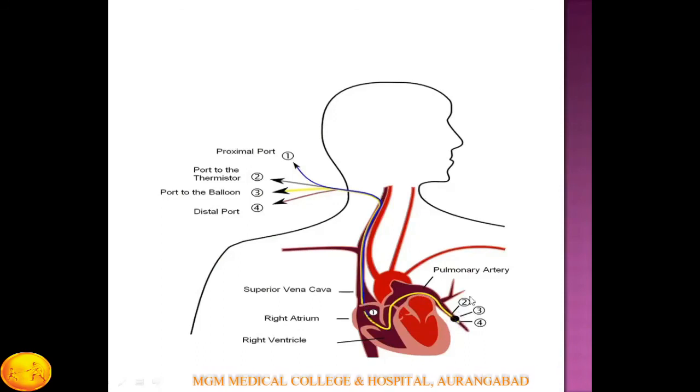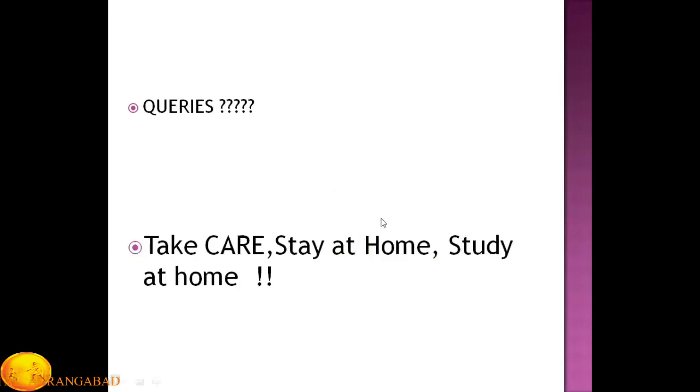So these are the lumens. This fourth lumen is the distal port. The third lumen opens here. And the second lumen goes to the thermistor, which means it goes to the cardiac output monitor and along to the cardiac analysis. So this is all about our today's hemodynamic monitoring in short.